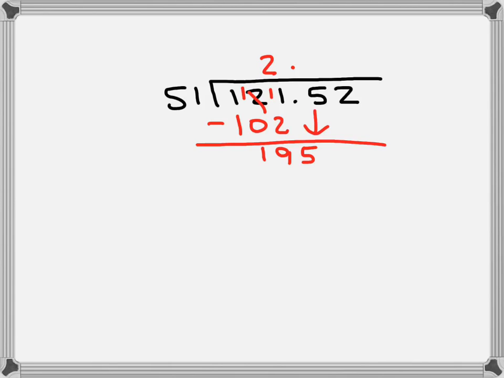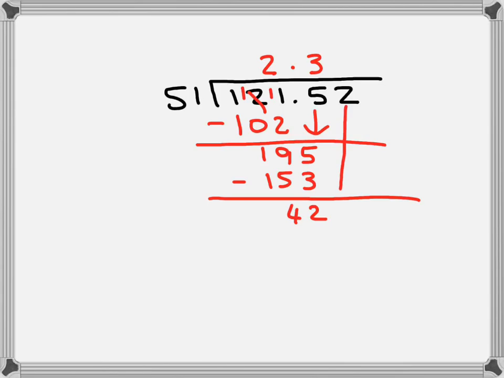51 into 195, we can assume goes about 3 times. 3 times 1 is 3, and 3 times 5 is 15. You'll remember how to do this division from our long division series. 5 minus 3 is 2, and 9 minus 5 is 4. We're going to bring down this 2 here. Okay. And we're going to divide 51 into 422. We can estimate it probably goes in about 8 times. Let's try 8. 8 times 1 is 8, and 8 times 5 is 40. Let's do our minus. 12 minus 8 is 4, and 1.